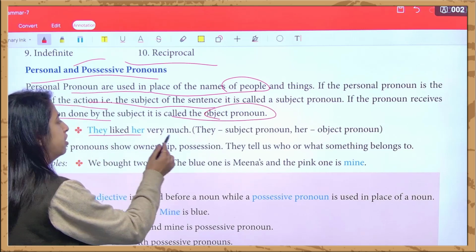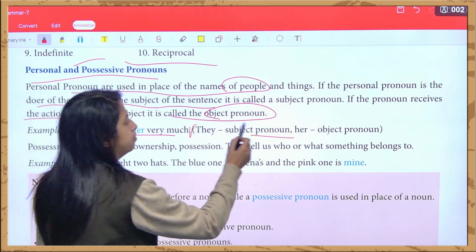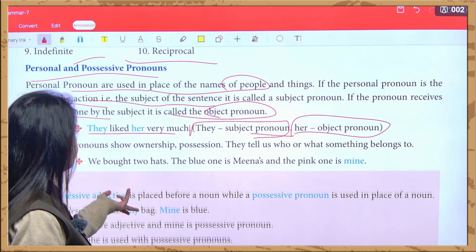They liked her very much. They क्या है? Subject pronoun है. और her क्या है? Object pronoun है. ये उनको बहुत पसंद करते हैं.